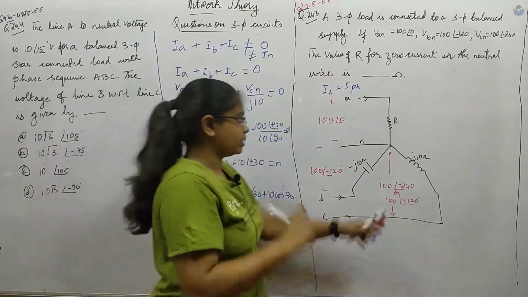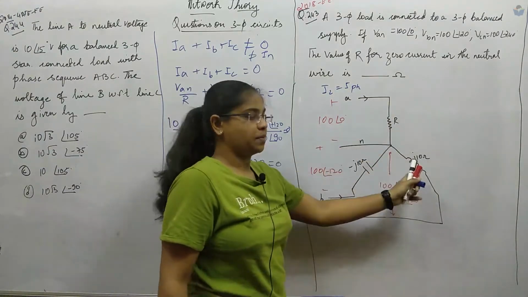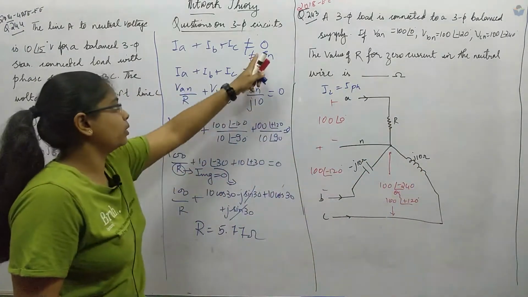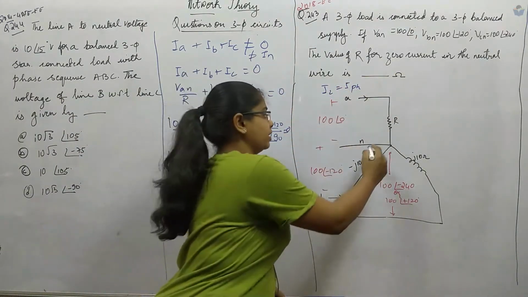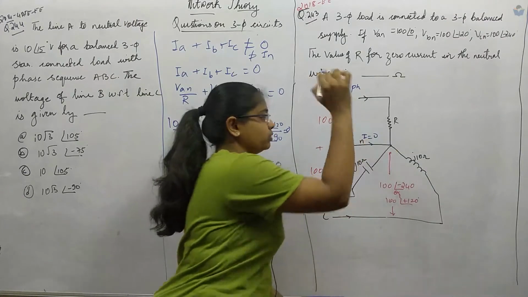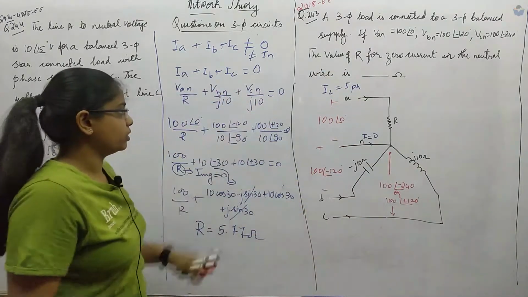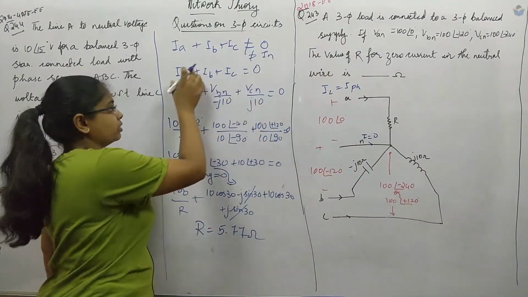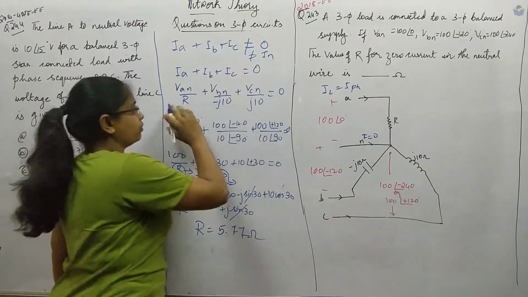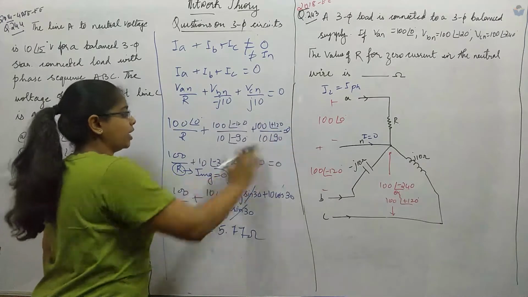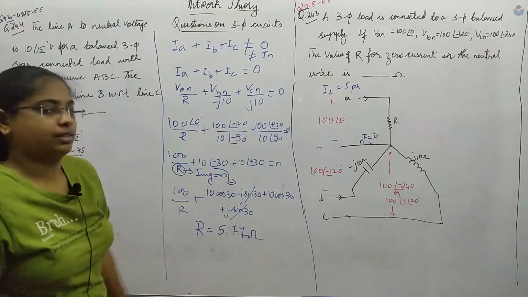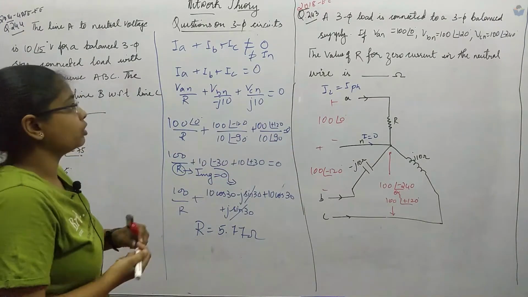The answer is simple. What you have to know is that in an unbalanced condition the sum of currents will not be equal to 0. But in the question they have given that the neutral current is equal to 0, so you have to equate it to 0. Take the phase voltages and phase currents. Check whether VA is a phase voltage or line voltage. Everything should be in phase. Write it down, solve it, and you will get the answer. So this is how you will solve this question.